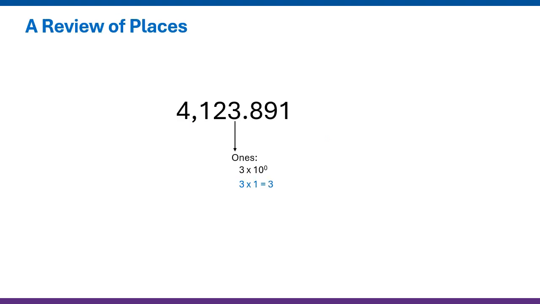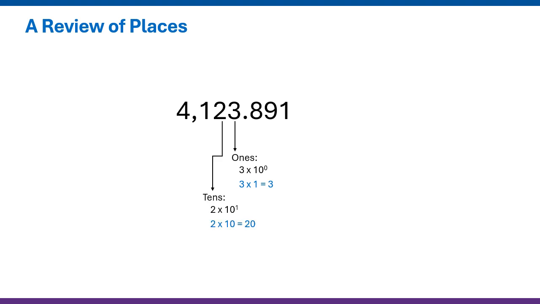Before we get into this in more detail, let's review the idea of places. So we have a number here, 4,123.891. And we can identify what the ones location is, and that indicates 3 times 10 to the 0 power, and 10 to the 0 power is actually 1, so the equation would be 3 times 1 equals 3.